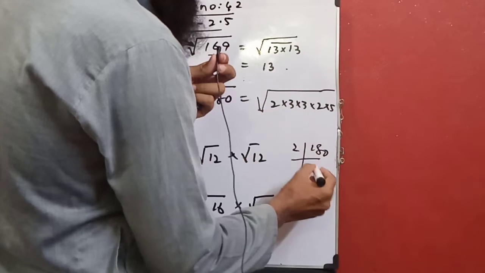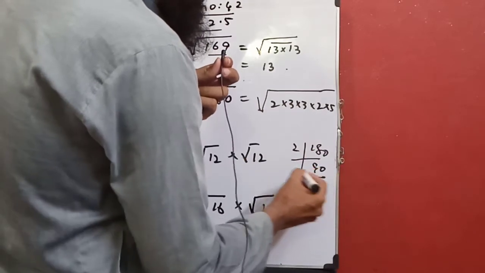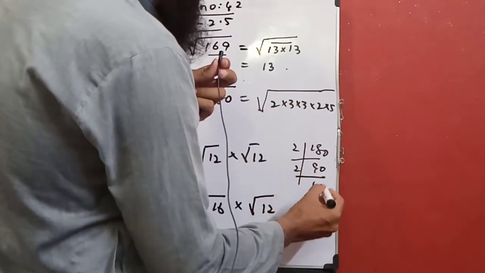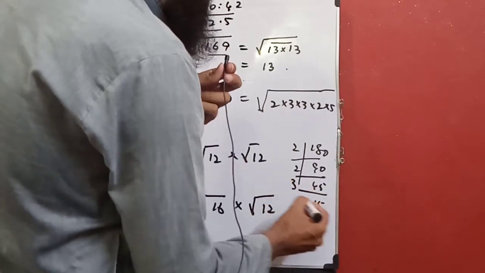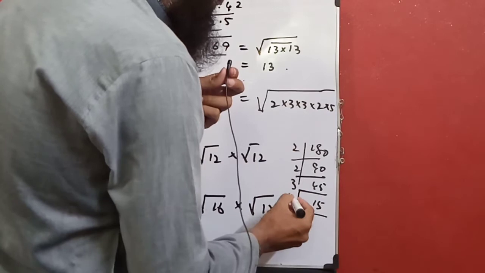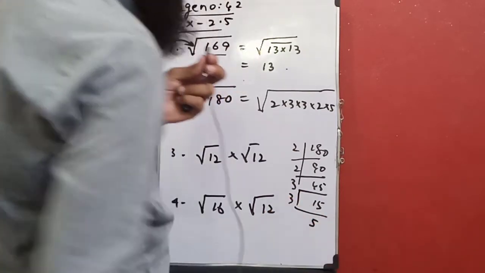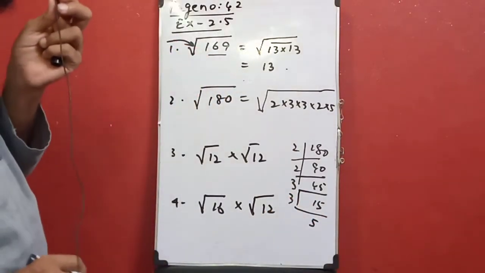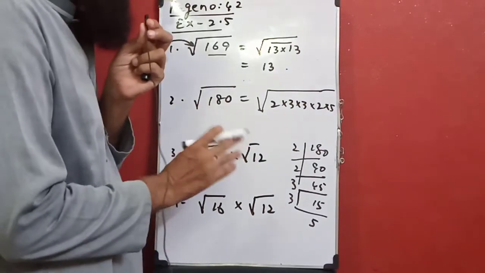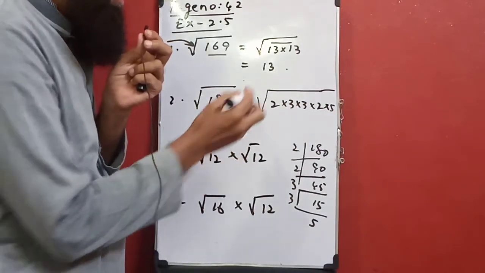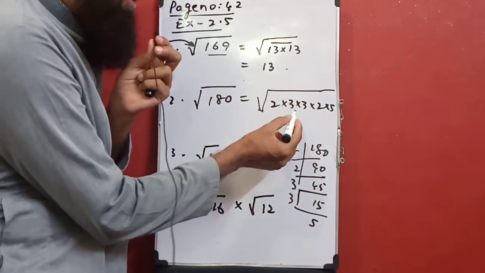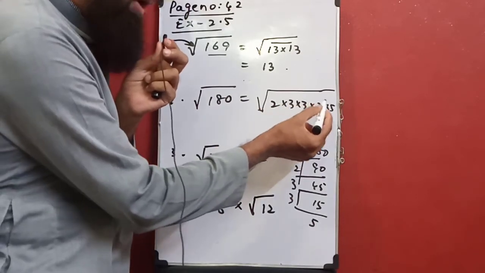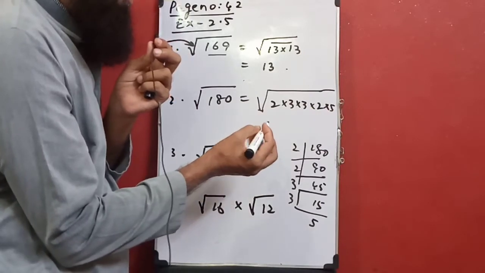180, 90, 45, 15, and 3 5. So the factors of 180 are 2 multiplied by 3 multiplied by 3 multiplied by 2 into 5.